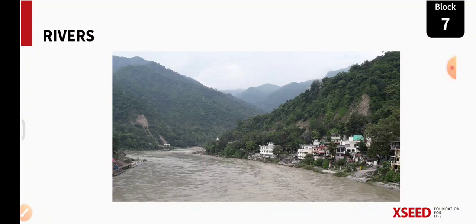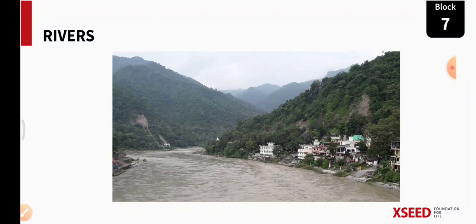In this 7th block, we are learning about the location and physical features, the neighboring countries of India, where India is located in the continent, and the national symbols of India. Today we are going to learn about the rivers of India, the types of rivers, the snow-fed rivers and the rain-fed rivers, the perennial rivers and the seasonal rivers.